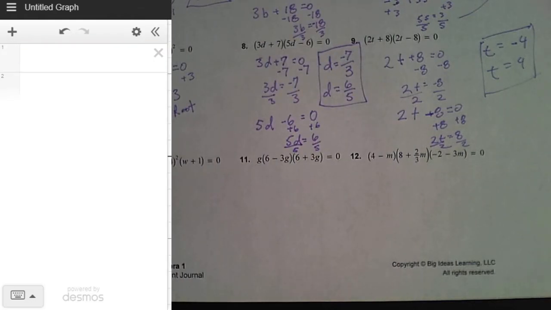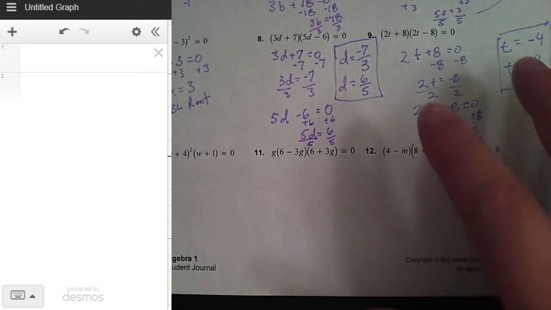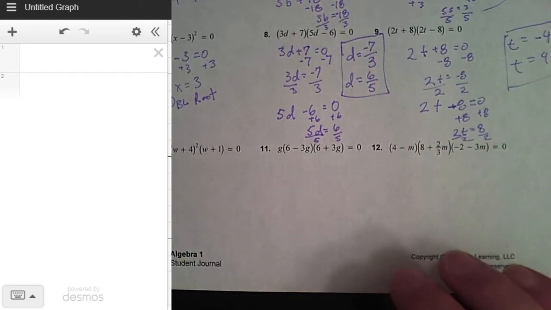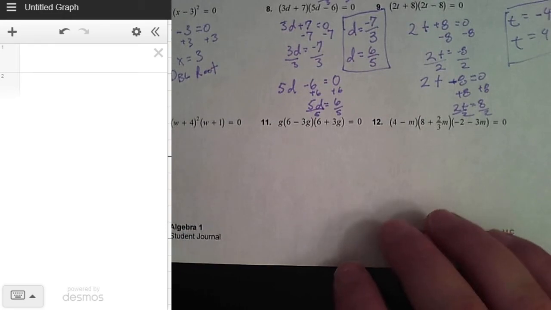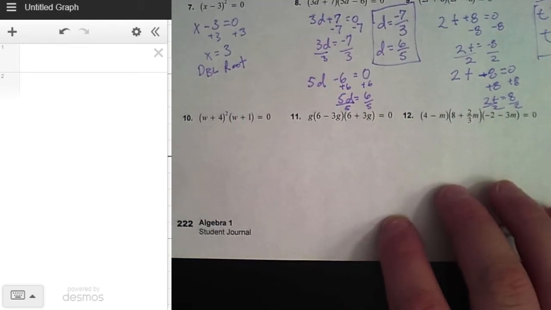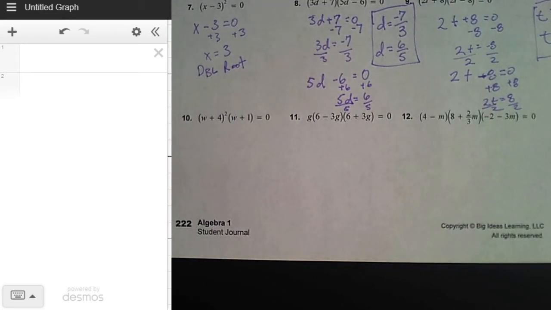So we're going to get into 10 and 11 here, and you're going to do 12 on your own.